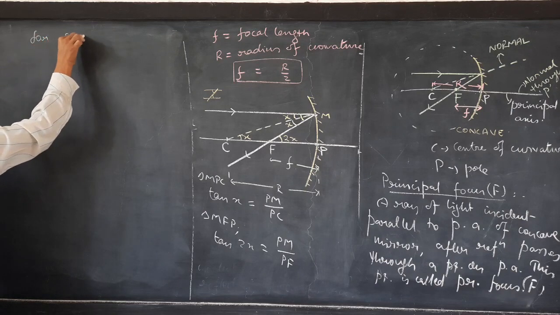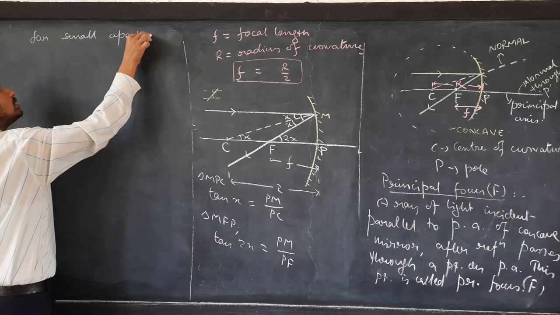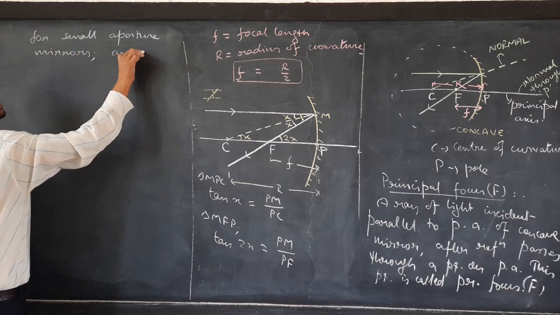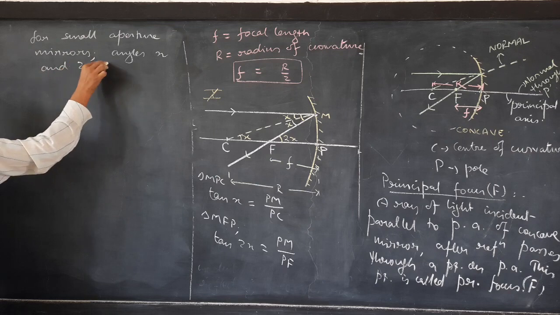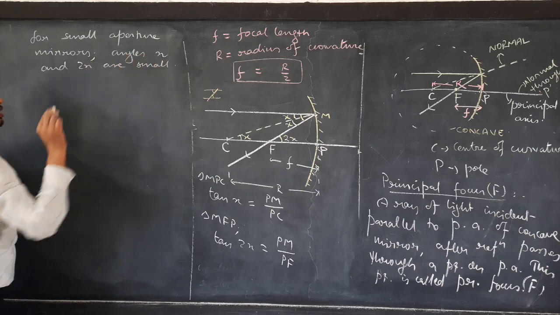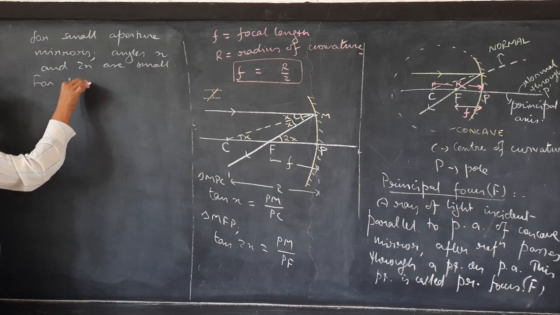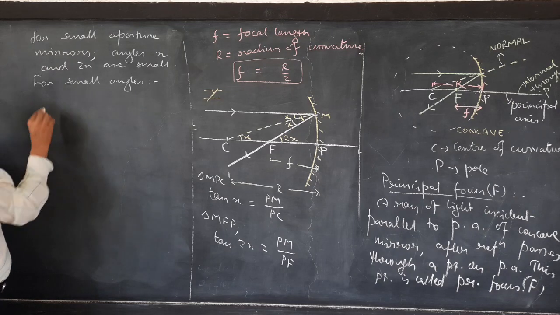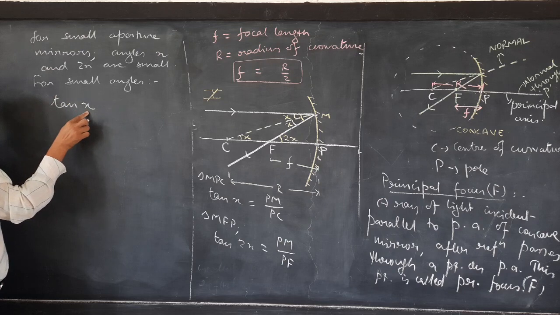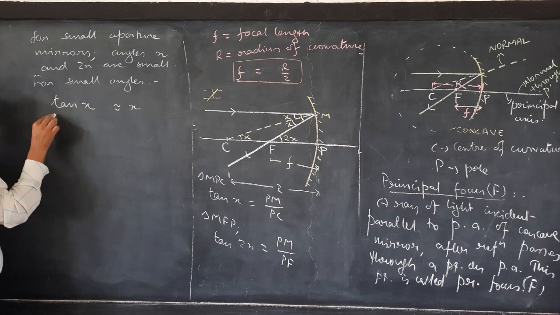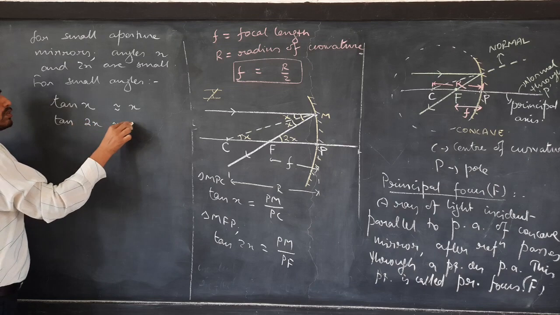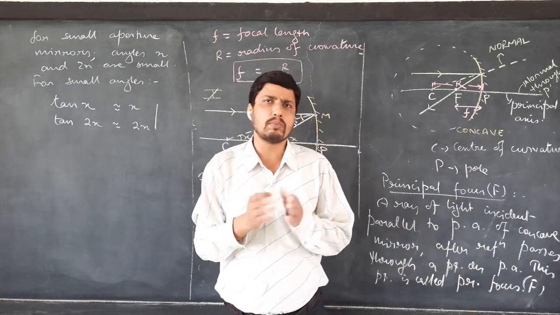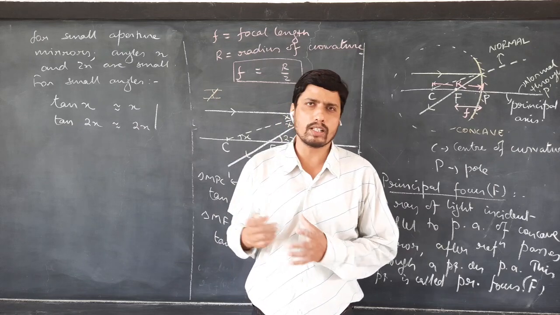For small aperture mirrors, the angles x and 2x are very small. So for small angles, now what I am going to write might not be known to you, but you just accept it as a result. That tan of some angle, if that angle is very small, is nearly equal to x. Likewise, we can write tan 2x is nearly equal to 2x. Please accept it as a result. You will learn in higher classes. But you can have some basics using geometry. You can draw a triangle, you make the angle very small. That way you can understand it yourself.